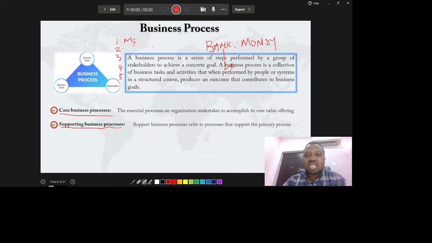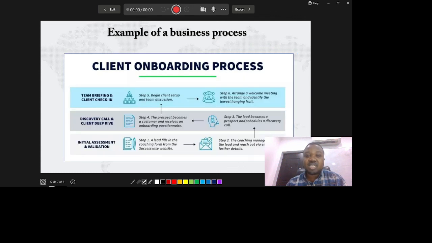So, in business processes, you need to pay attention to those core business processes, and you equally need to pay attention to the supporting business processes, because sometimes process discovery work and effort cut across both the core business processes and the supporting business processes.